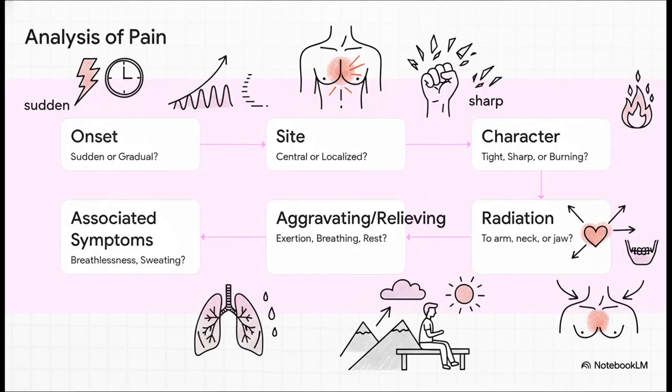This is your systematic framework. You have to ask about every single one of these. Was the onset sudden? That might suggest something vascular, like a pulmonary embolism. Or was it gradual, maybe more like ischemia? Does it radiate to the left arm, that classic sign of cardiac origin? Every single question systematically narrows down your list of possibilities.